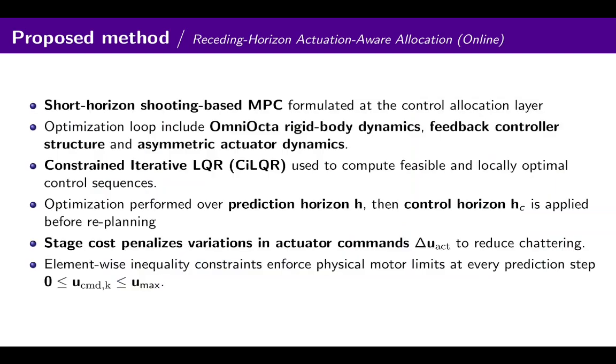We use constrained iterative LQR to compute feasible and locally optimal control sequences. The optimization is performed over the prediction horizon, but only a short initial segment is applied before replanning. After executing the optimized command over this control horizon, the optimal control problem is resolved. The stage cost penalizes variation in the actuation command to reduce chattering, and element-wise inequality constraints enforce physical motor limits at every prediction step.